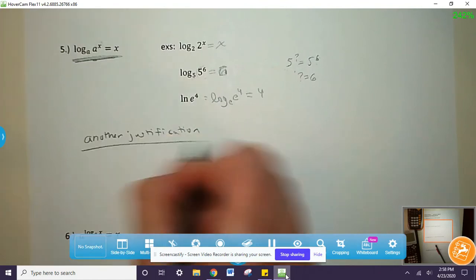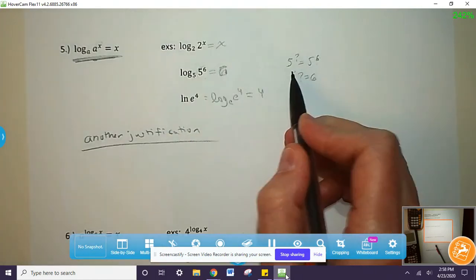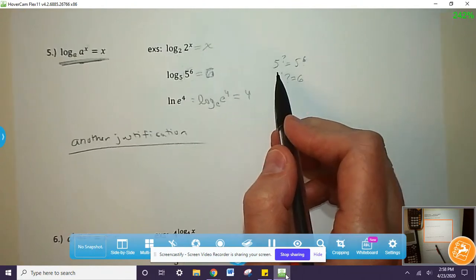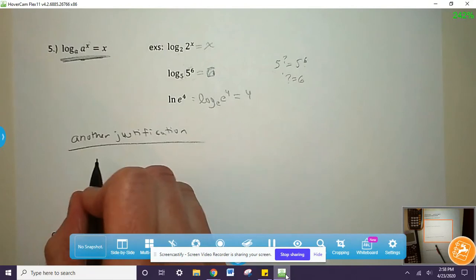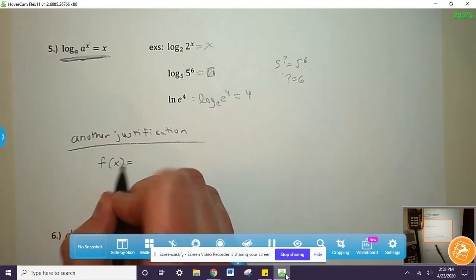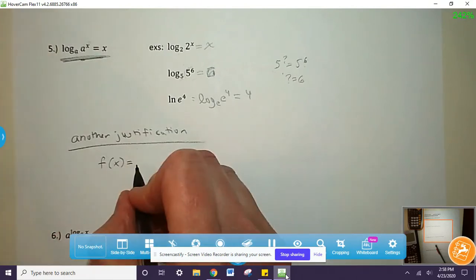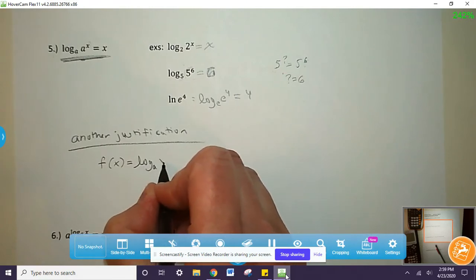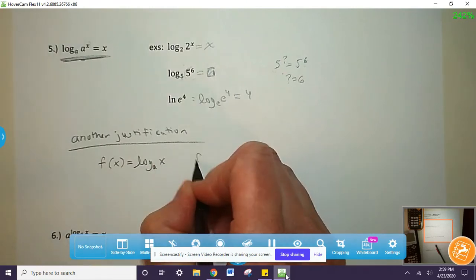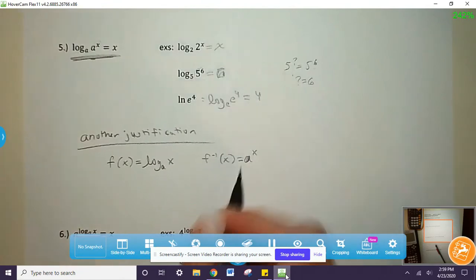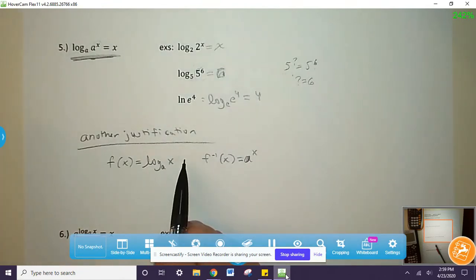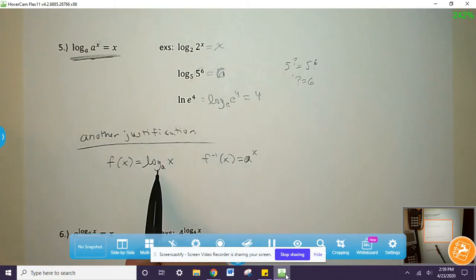So one way I can justify this answer is to switch you over to exponential form, and that should make sense and look familiar. Another way to justify this is to remember some properties of inverse functions. So I'm going to use log base a of x as f, and f inverse is a to the x. And that's where we started the whole chapter. The inverse of an exponential function is a logarithmic function. So these are indeed inverses of each other.